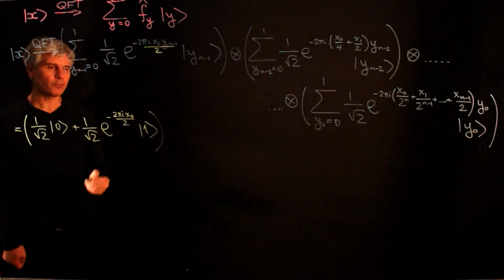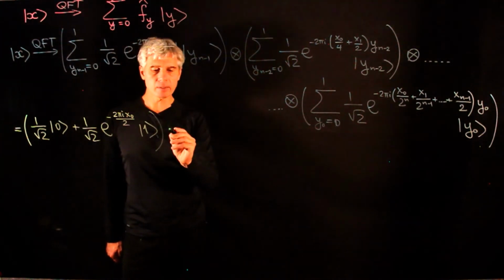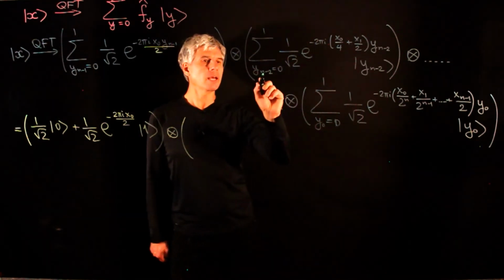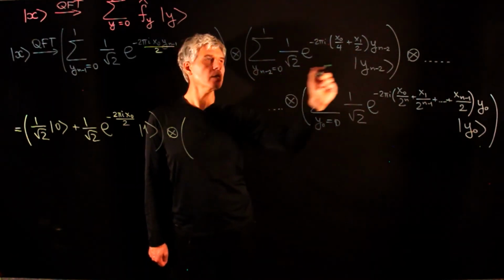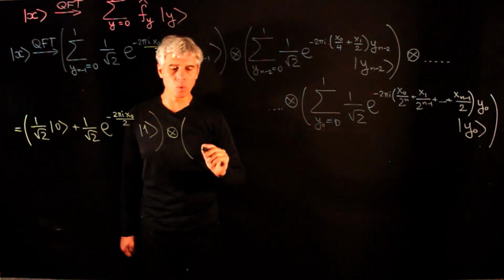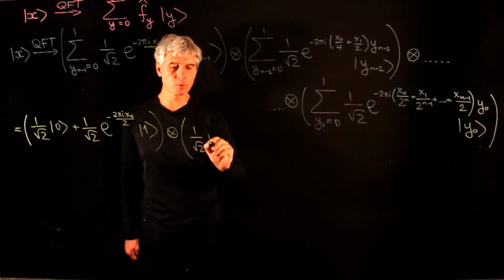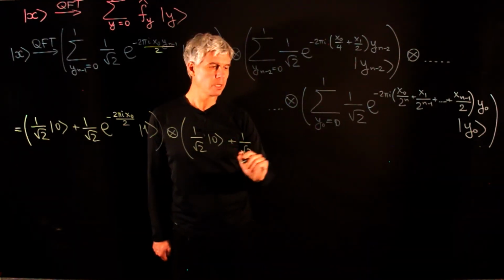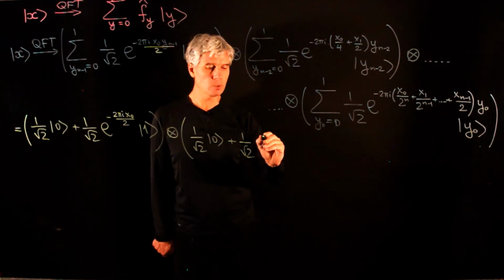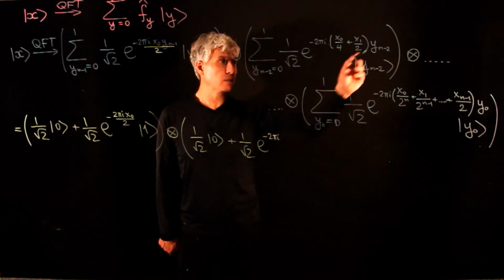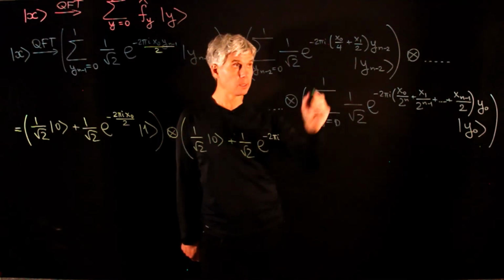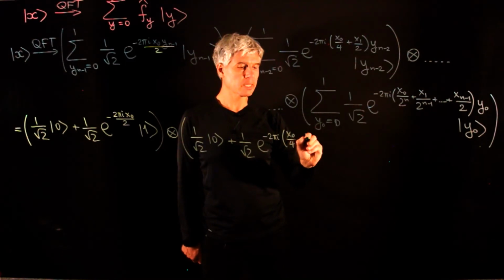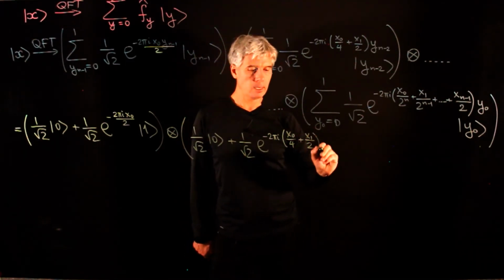Right? So this is our first tensor factor. The second tensor factor will be, so here again, if y_{n-2} is equal to 0, then this exponential turns into 1. So we have 1 over square root of 2 times |0> plus 1 over square root of 2, and then the coefficient is the exponential e to the minus 2 pi i. And if y_{n-2} is equal to 1, then it will just disappear. So we get x0 over 4 plus x1 over 2 and times |1>.